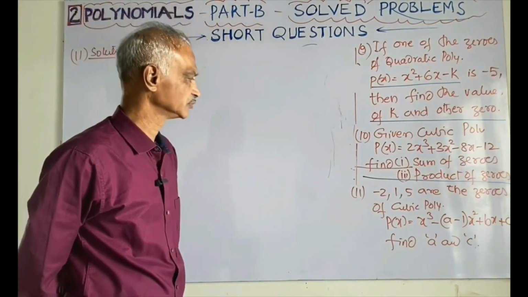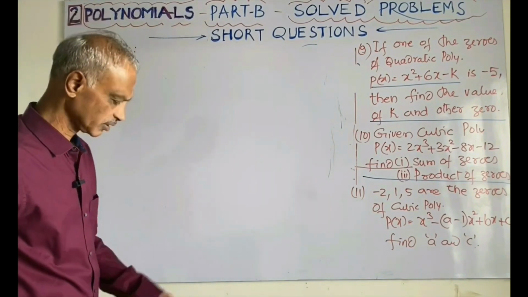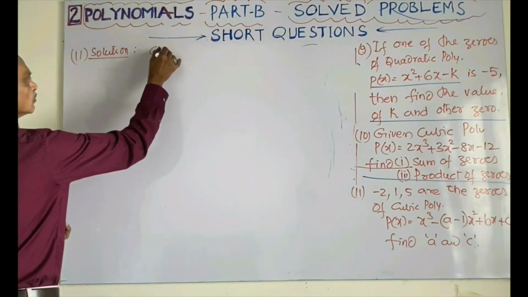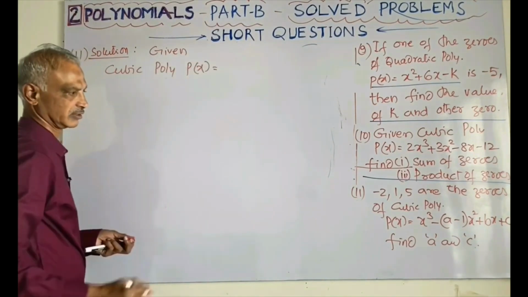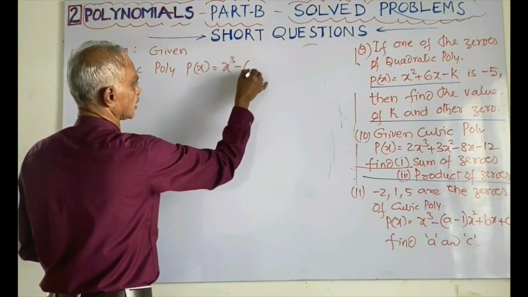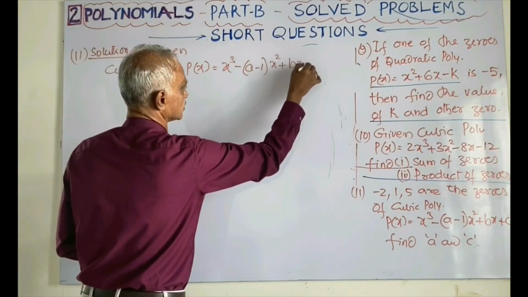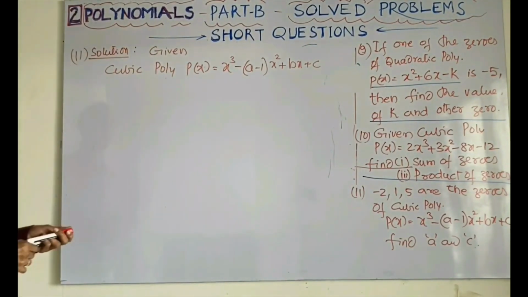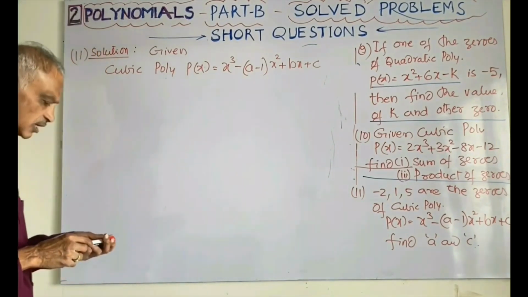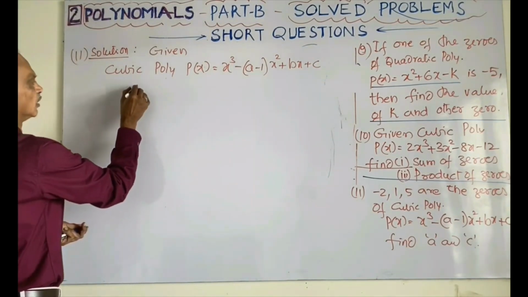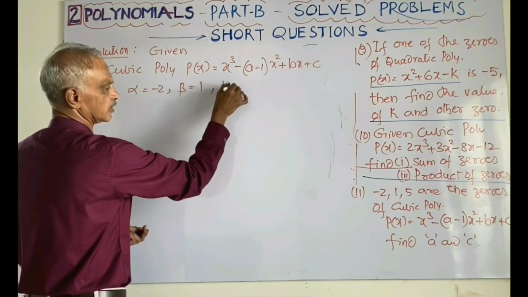Solution to the 11th problem: if minus 2, 1, 5 are the zeros of the cubic polynomial, then find the values of a and c. The cubic polynomial given is P of x equal to x cube minus (a minus 1) x square plus bx plus c. He has given alpha, beta, gamma: alpha is equal to minus 2, beta is equal to 1, gamma is equal to 5.